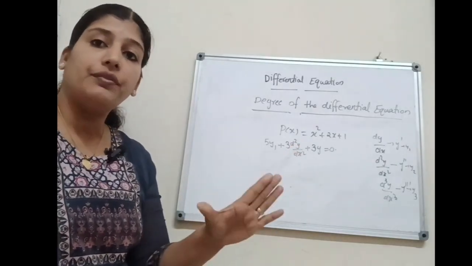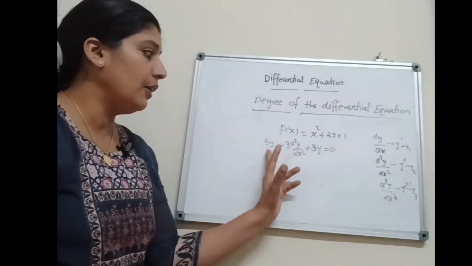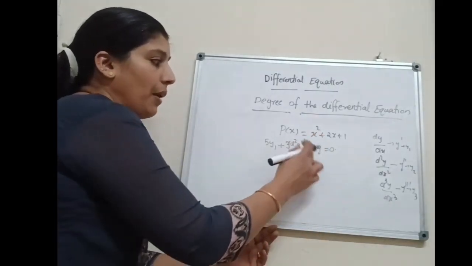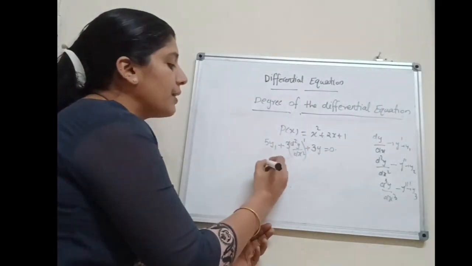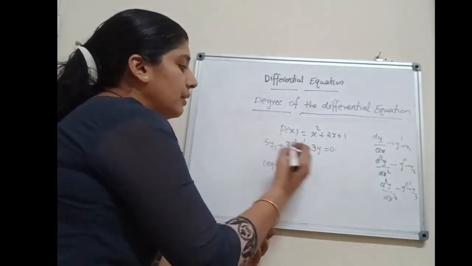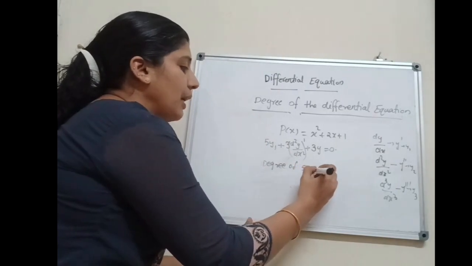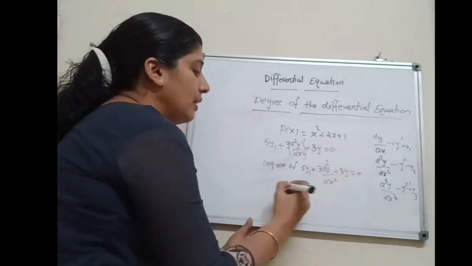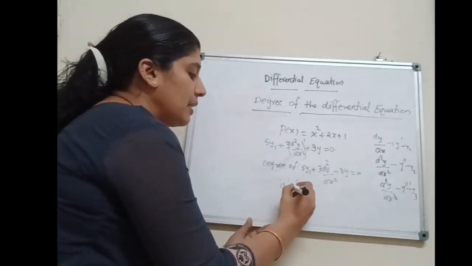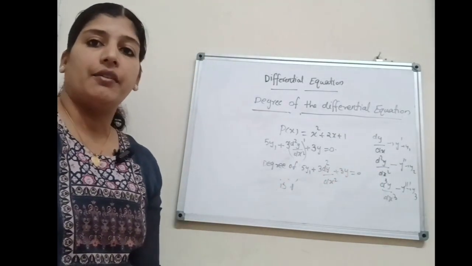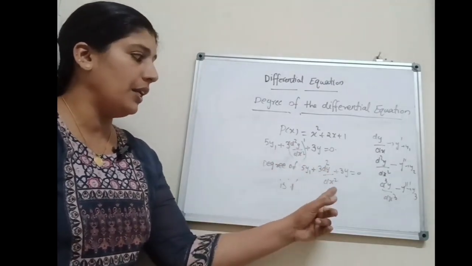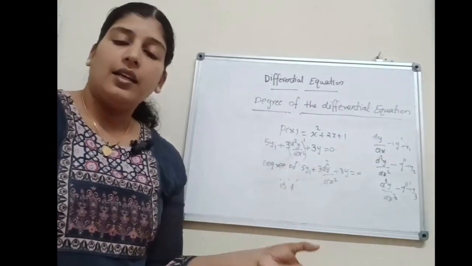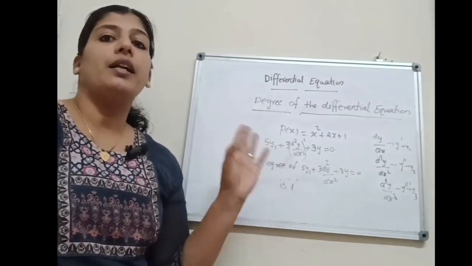Next, we have to consider the power of that highest order derivative. Here, d square y by dx square is raised to 1, so its power is 1. Therefore, the degree of the differential equation 5y1 plus 3 d square y by dx square plus 3y equal to 0 is 1. That means the degree is the highest power of the highest order derivative. Here the highest order derivative is d square y by dx square and its power is 1.